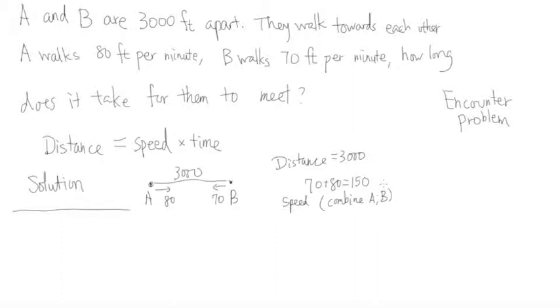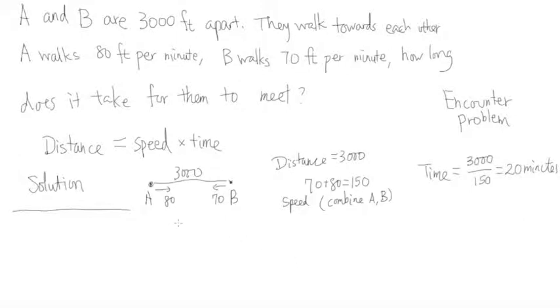So for this problem, all we need to do is look at the formula. Distance equals speed times time, and we're looking for the time for them to meet. So time is just distance divided by speed. Distance is known, speed is known, and we do the division, and this will give us the answer, which is 20 minutes.